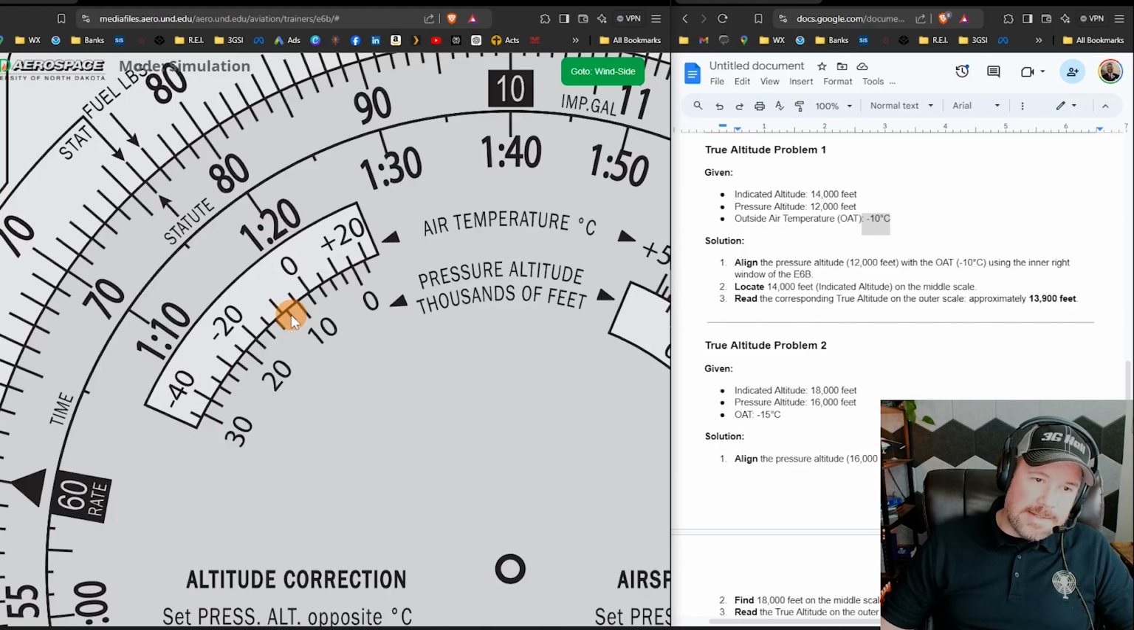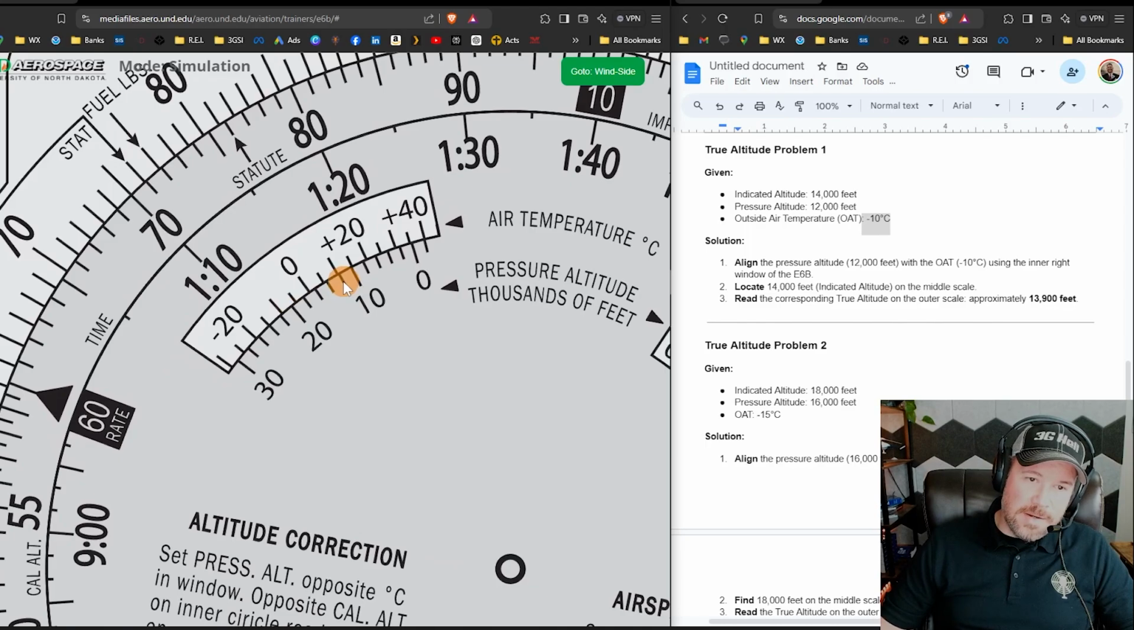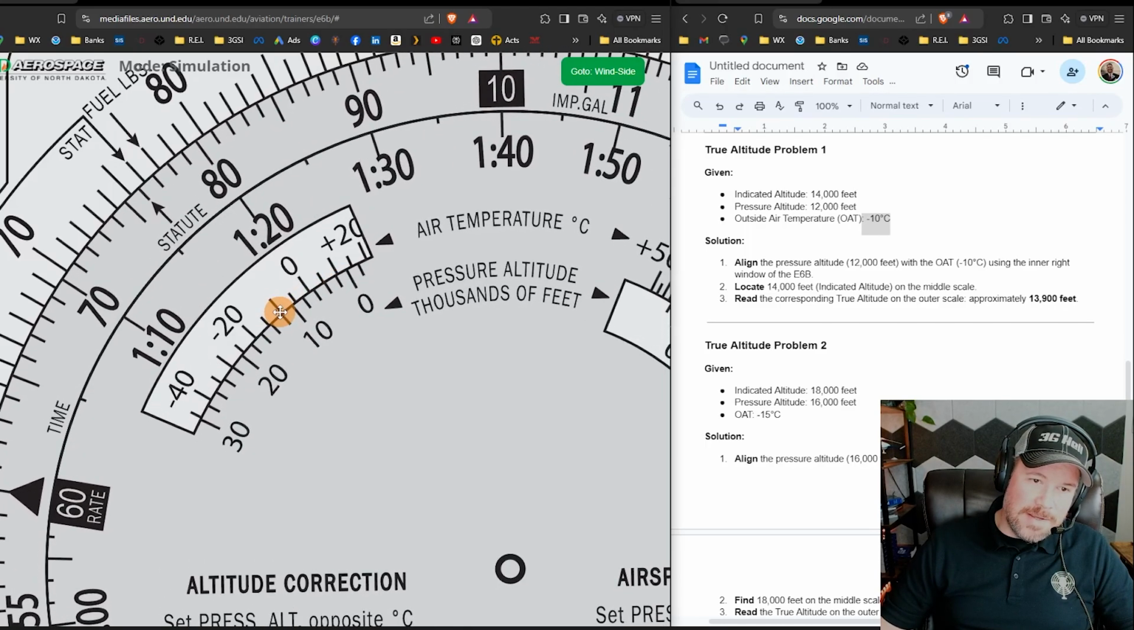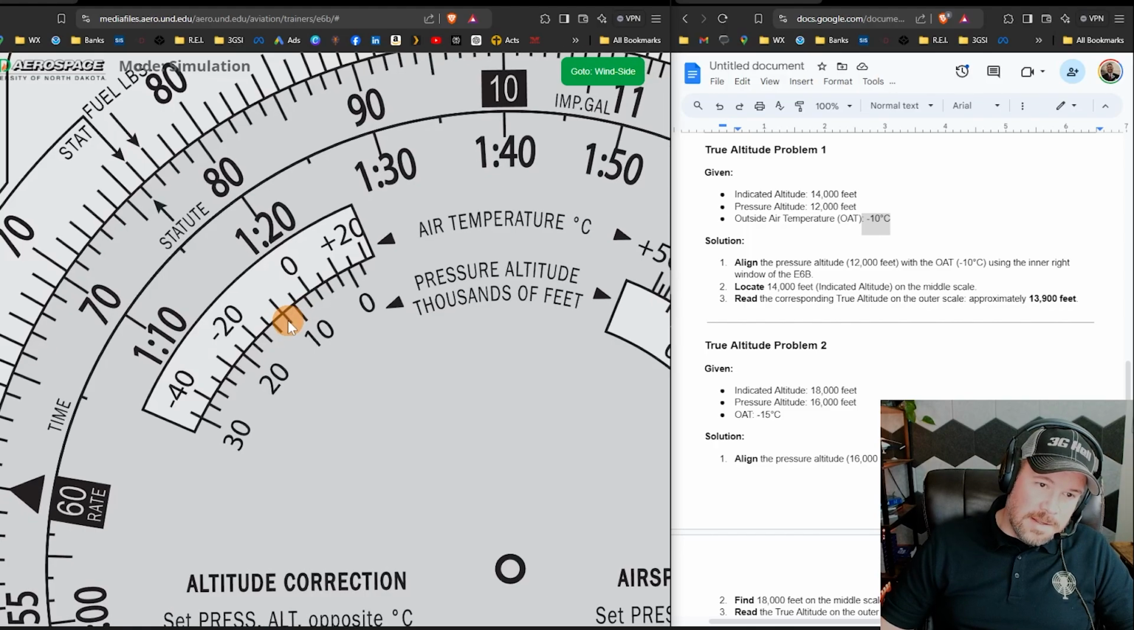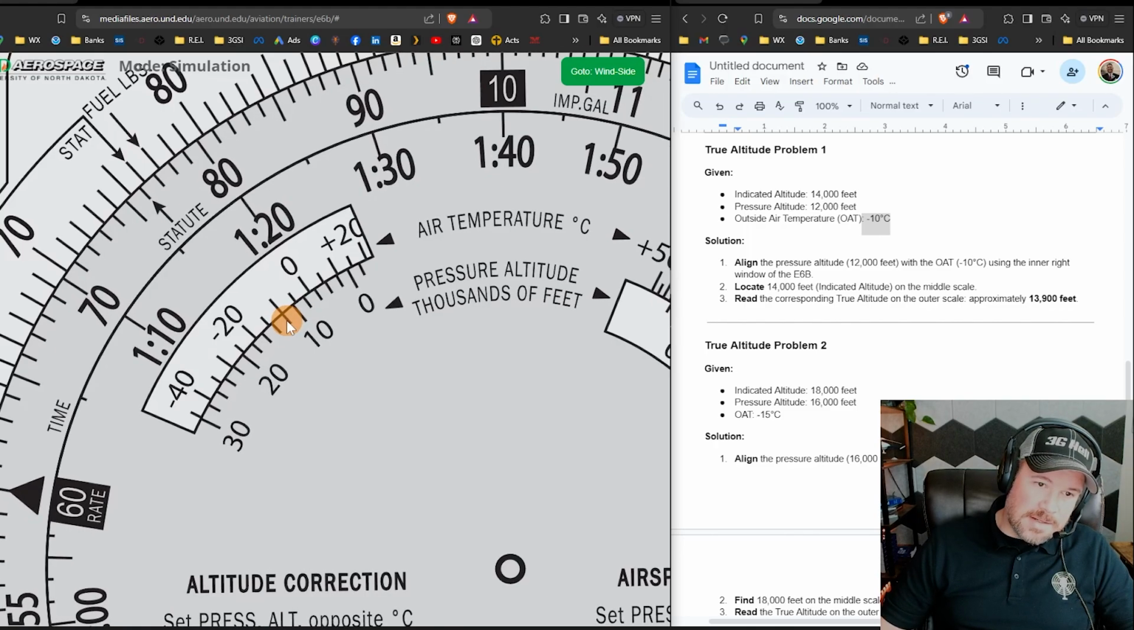And then let's take this and line it up with minus 10. So we have plus 10 over here and we have minus 10 over here. So you can see 0, 5, 10, 15, and minus 20. So, whoops, 12,000 feet. So there's minus 10 degrees Celsius. And that looks pretty good.